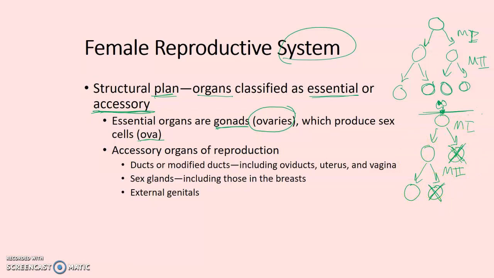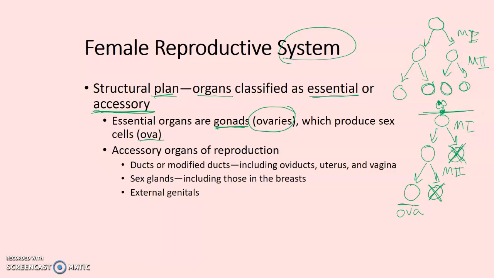Now, the ovaries are essential. They're called gonads, and the final outcome is called an ova. Okay, it's not an egg in women and humans. It's actually called an ova. It's an egg in fish and in chickens and birds, but in mammals, it's called an ova.